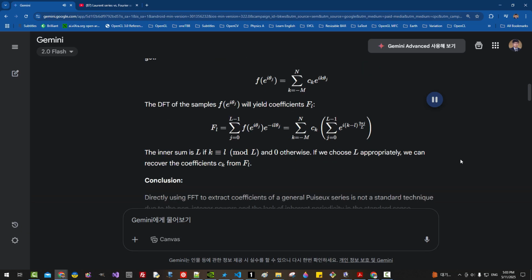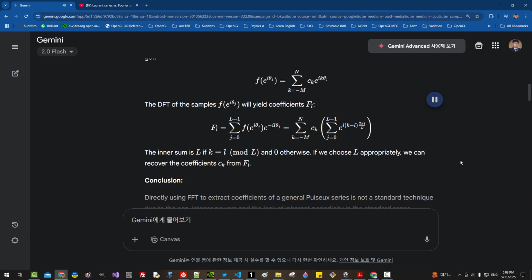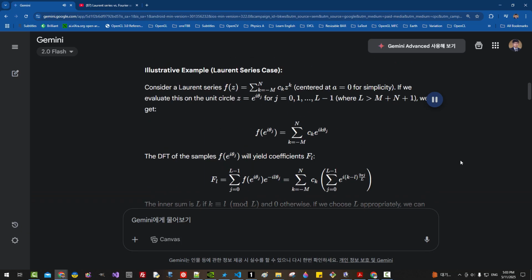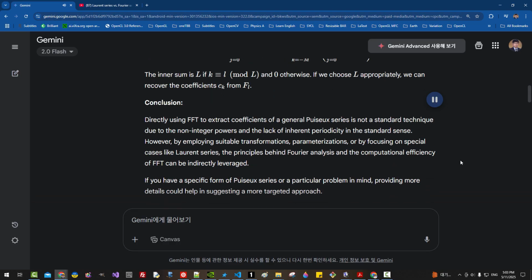The inner sum is L if k ≡ L (mod p), and 0 otherwise. If we choose L appropriately, we can recover the coefficients c_k from f_L. Conclusion: directly using FFT to extract coefficients of a general Puiseux series is not a standard technique due to the non-integer powers and the lack of inherent periodicity in the standard sense.